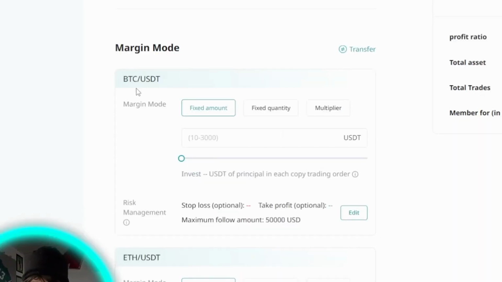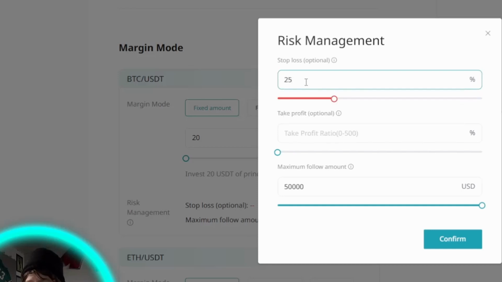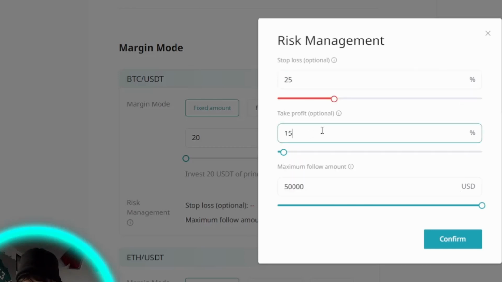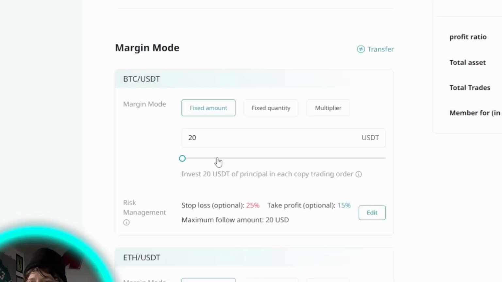So let's just say on Bitcoin, we know it's a little bit of a slower moving coin. I'm willing to risk $20 on any of his trades. And under stop loss or risk management, I can click edit. And maybe I'm a little looser with my risk management on something like Bitcoin, knowing that it moves slower. Maybe I do a 25% stop loss and like a 15% profit ratio, maximum amount. I still only want to do something like $20 or $10. Go ahead and click confirm. And now that's set what my risk management was for Bitcoin.